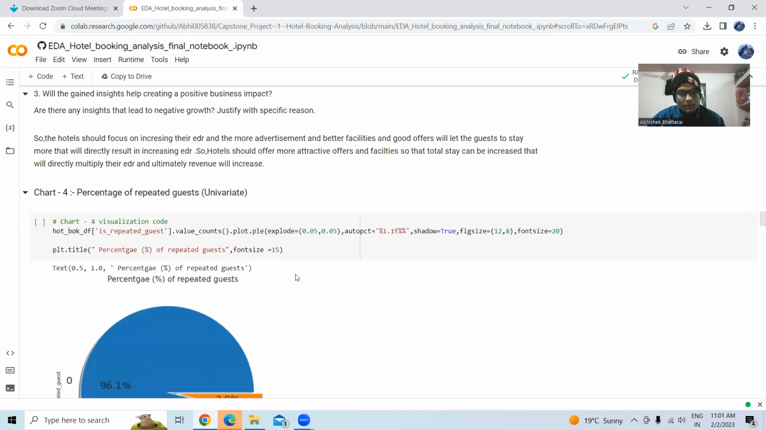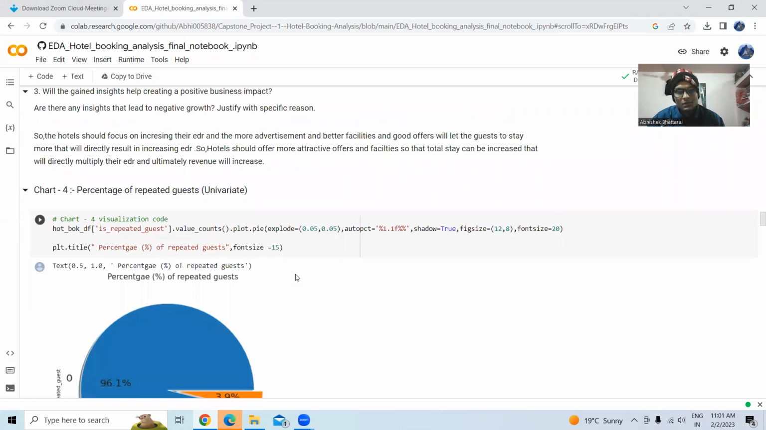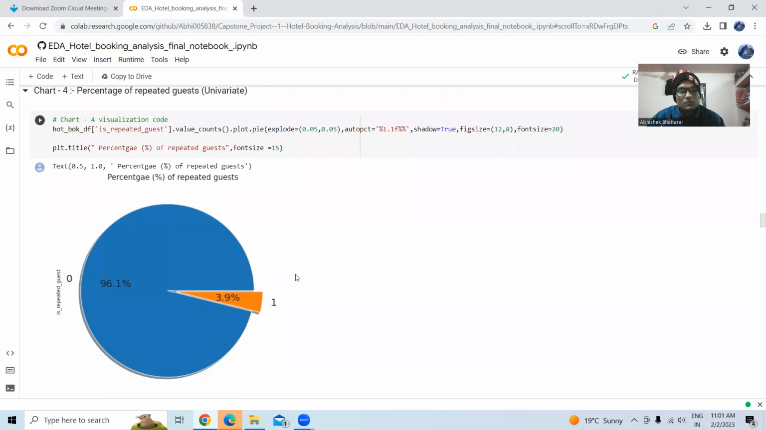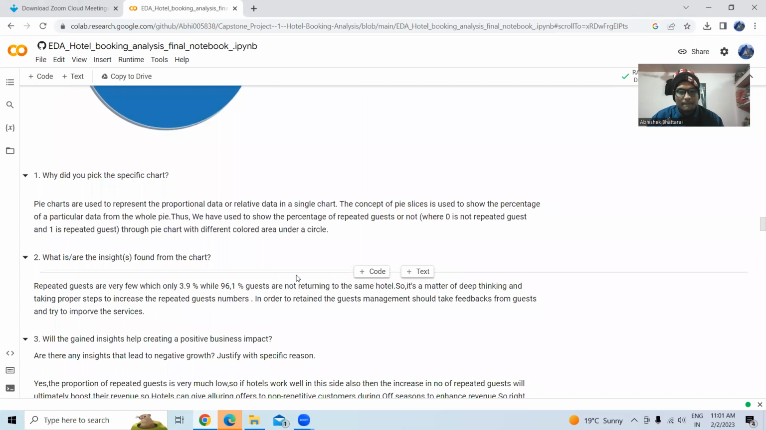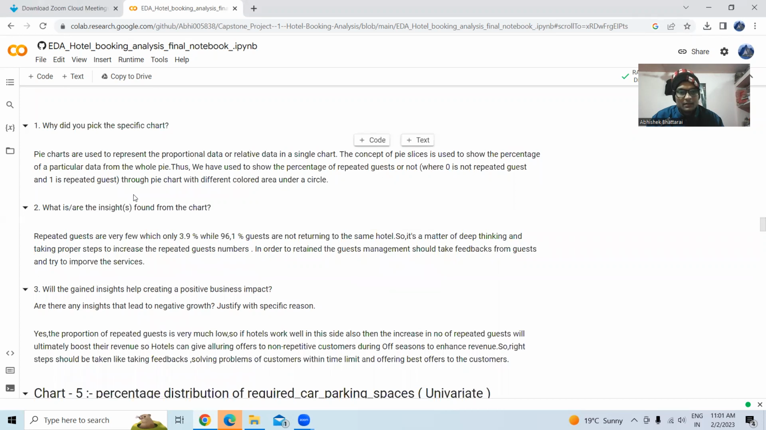In the fourth chart, we have moved to the percent of repeated guests. This is a univariate analysis. We can see from the graph that only 3.9% of the guests were repeated guests. This is a matter of concern: why is only this much percentage of people repeating at the same hotel? Hotels need to look into this and find a specific answer to it. Here I have written the same thing in these three questions, and why I picked the chart, the pie chart I have used.